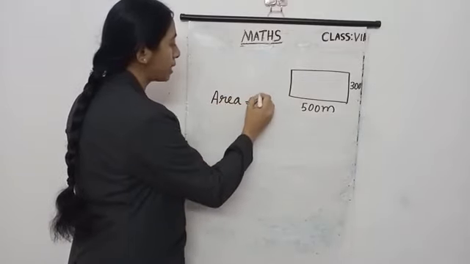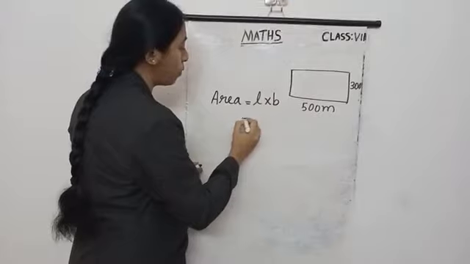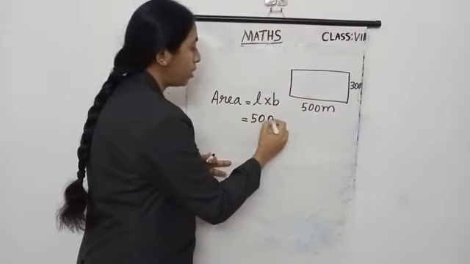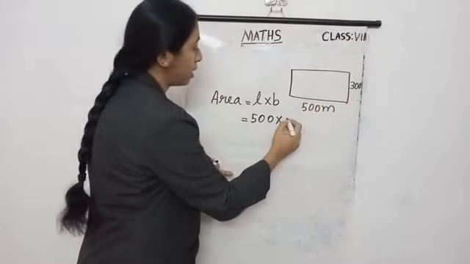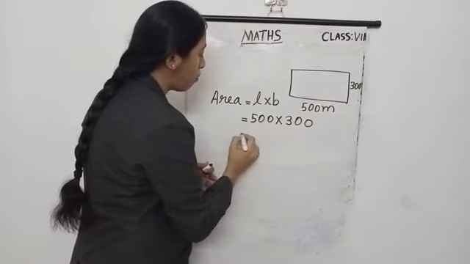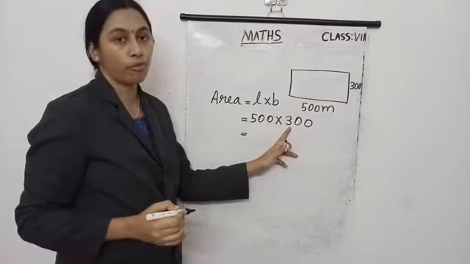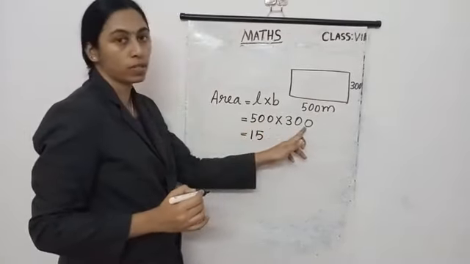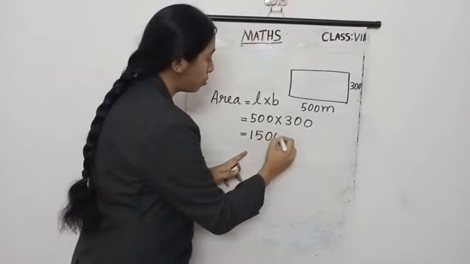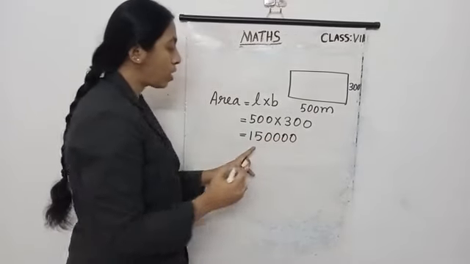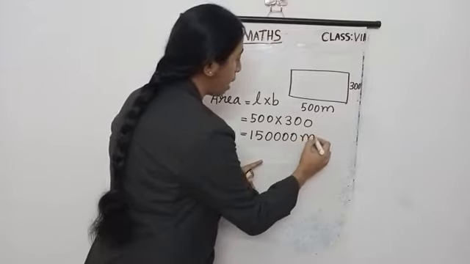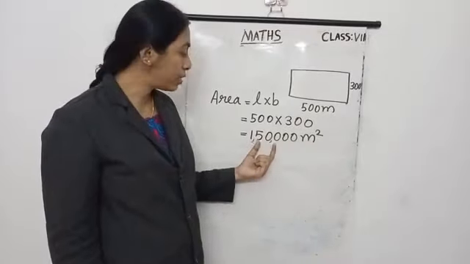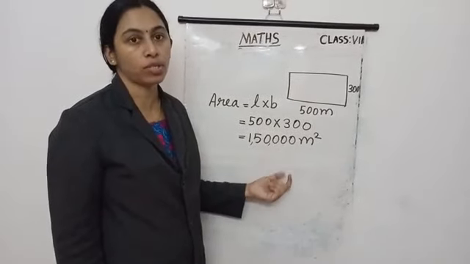So area of a rectangle is equal to L into B. Now substitute L as 500 into breadth 300. Now multiply. 5 3s are 15. So 15. Then balance these zeros. 4 zeros. So 1, 2, 3, 4. So we get the area of this rectangular piece. So its area is 1,50,000 meter square.